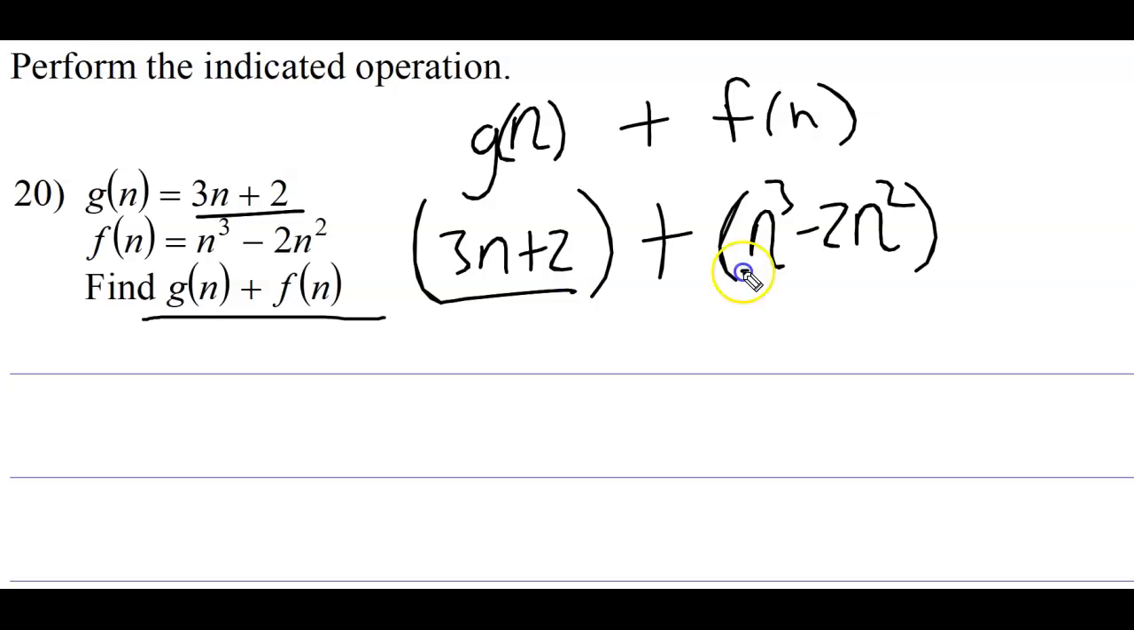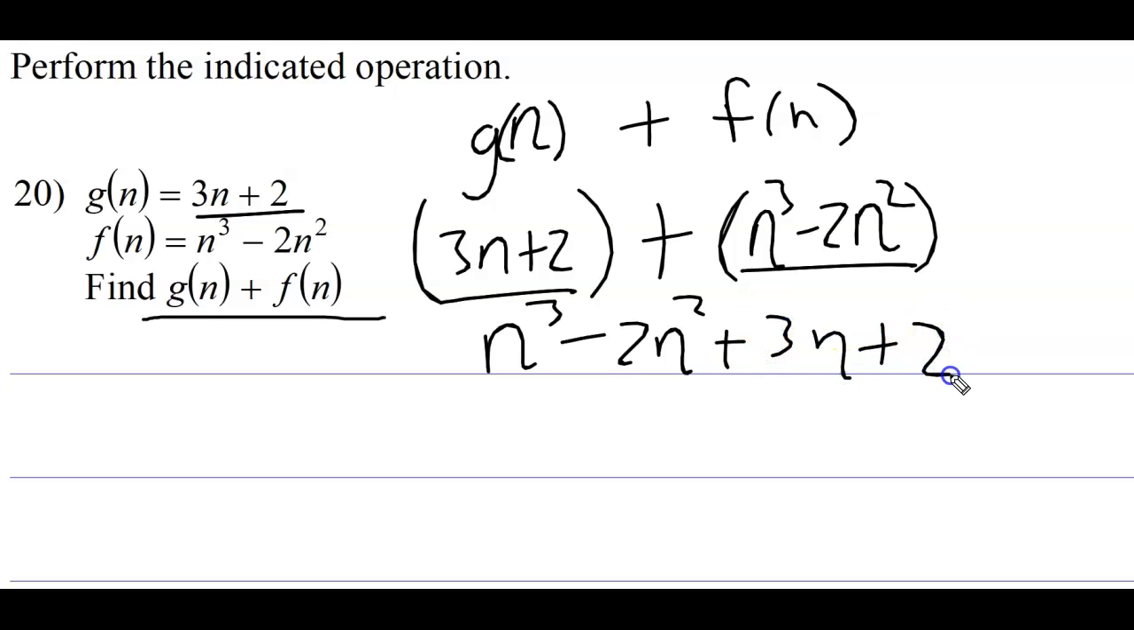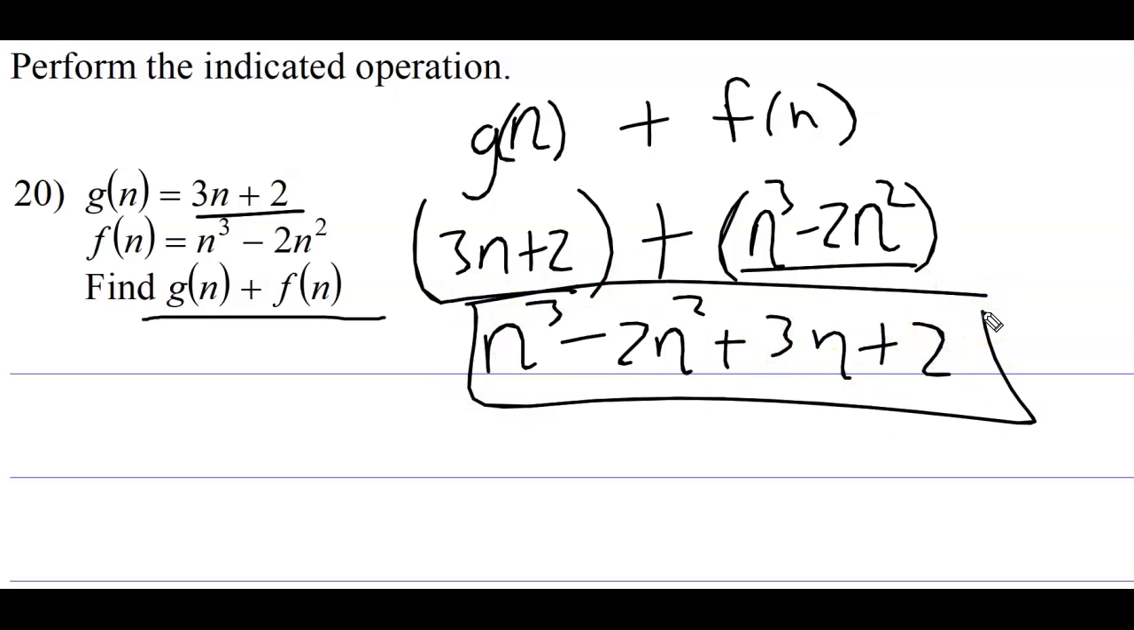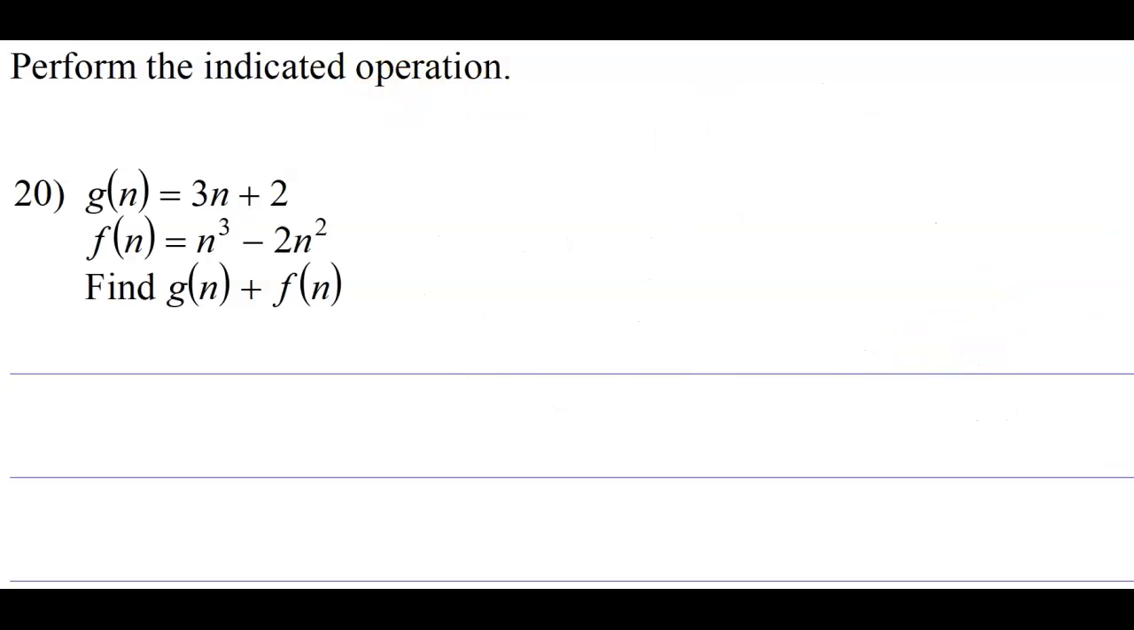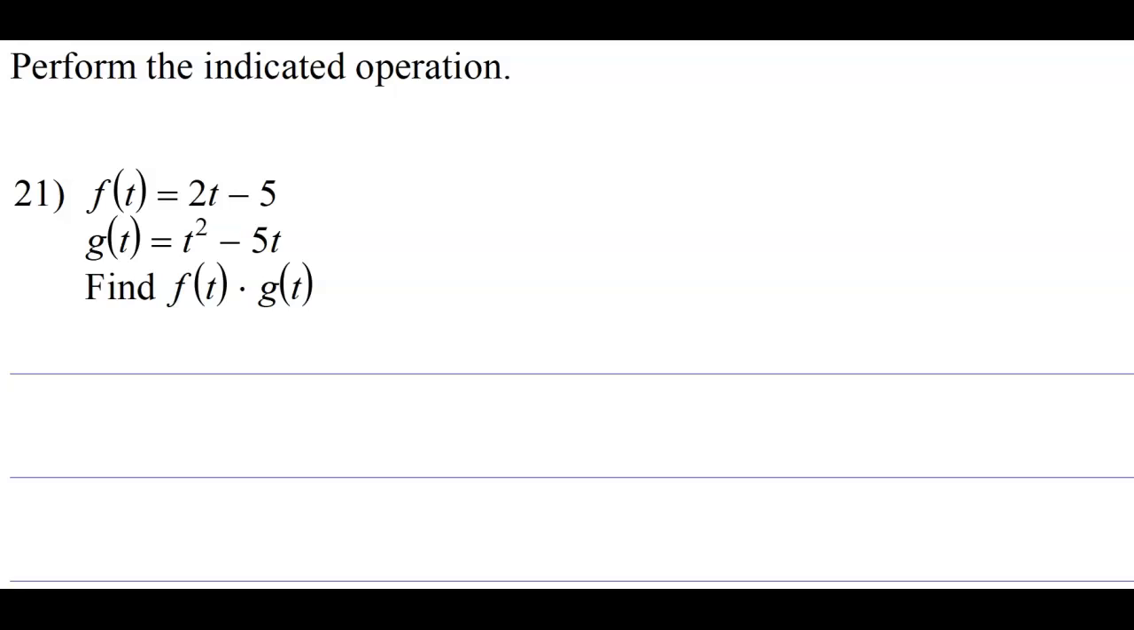Now, notice that there are no like terms here. None of these will combine. So what we're going to do is just put them in descending order, highest exponents first, and working our way down. But if you can, make sure you combine any like terms that you may have. Let's take a look at another example.